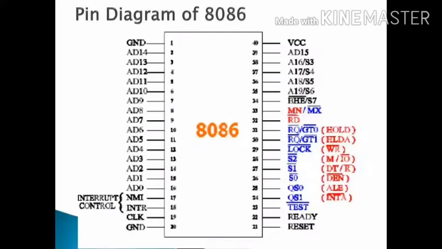Next pins are pins number 35 to 38. These are the most significant bits of the address lines, A16 to A19. The 16 bits of address are already there in AD0 to AD15, which are multiplexed lines, but these pins will be used to transfer the most significant 4 bits of the memory address during the first clock cycle T1.